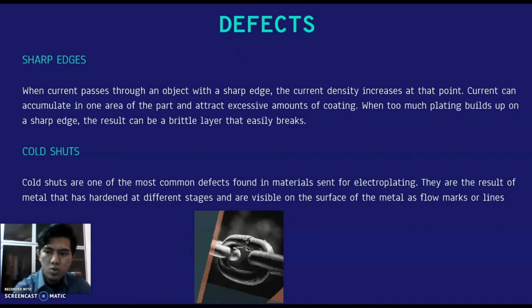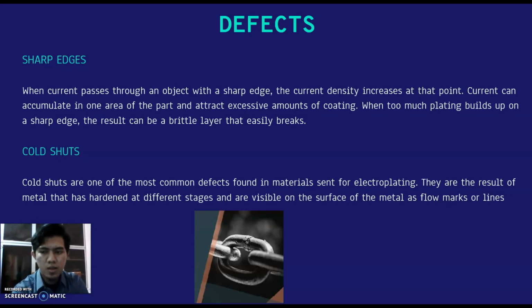The second one is cold shuts. Cold shuts are one of the most common defects found in the material for electroplating process. They are the result of metal that has hardened at different stages and are visible on the surface of the metal as flow marks or lines. Here I put an example, the view of cold shuts. So these are the cold shuts.